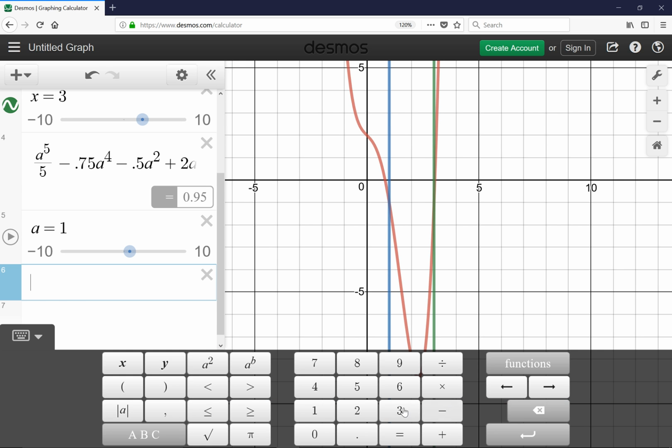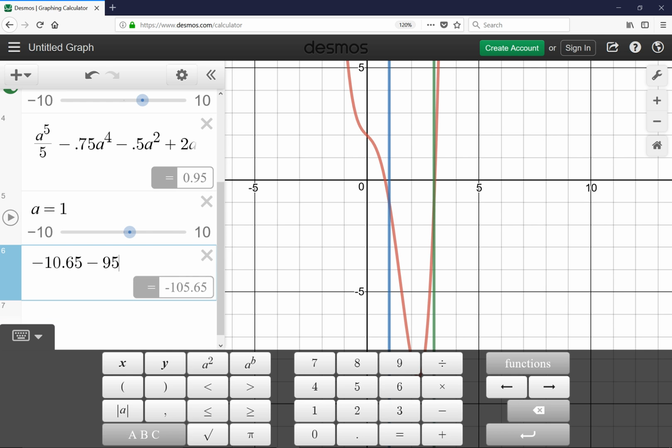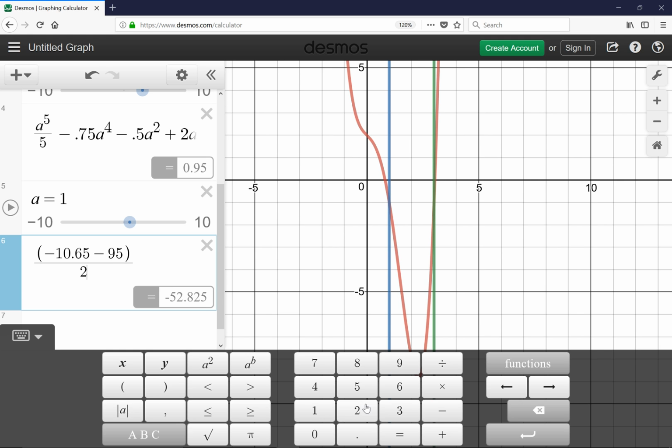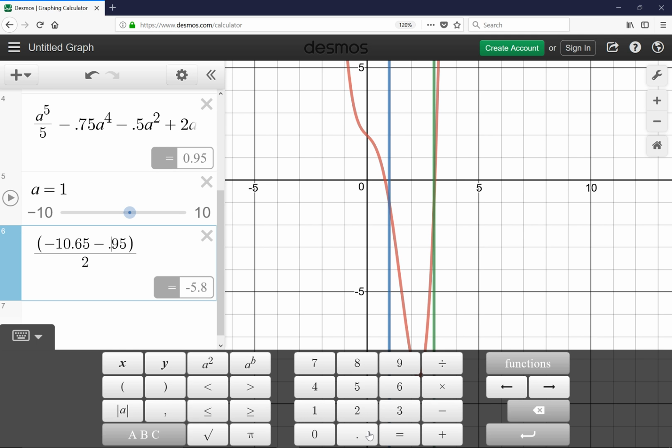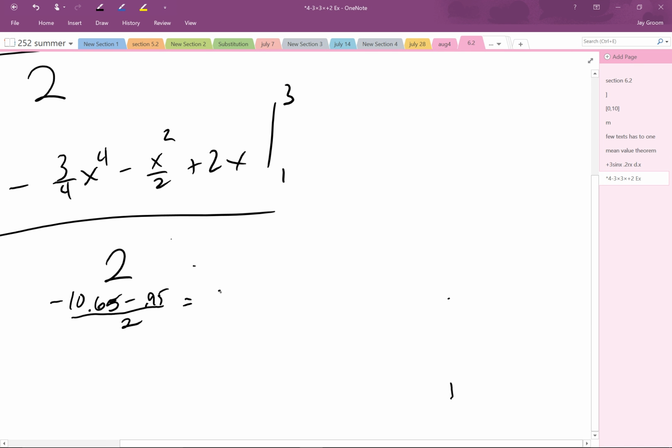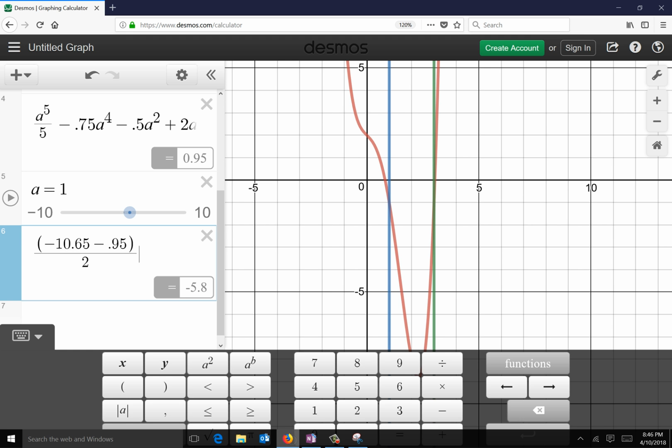So negative 52.8. That's not right. There should be a decimal there, Jay. There you go, negative 5.8. So our average value here is negative 5.8. By the way, this is a y value. The question is, where does that hit our graph?